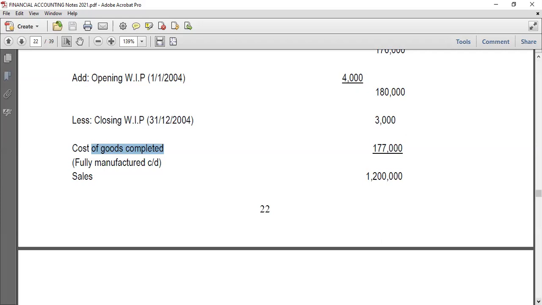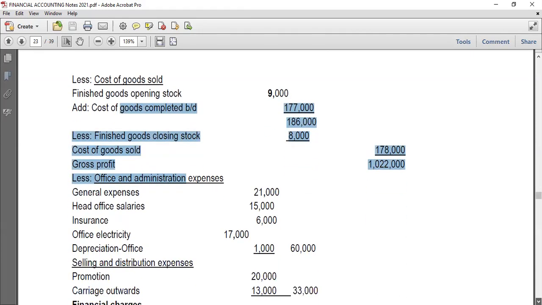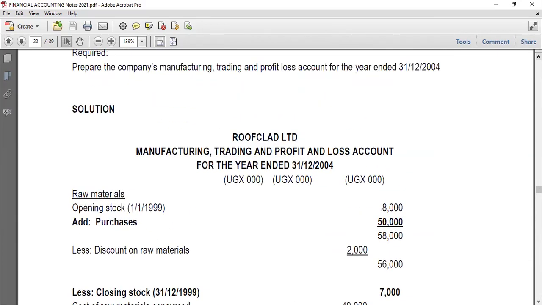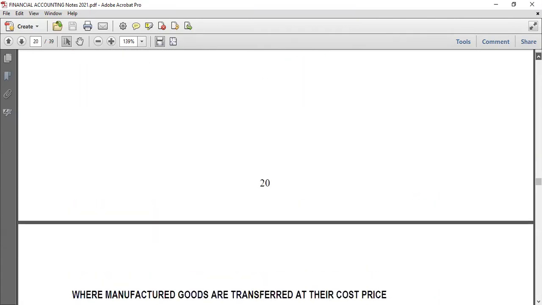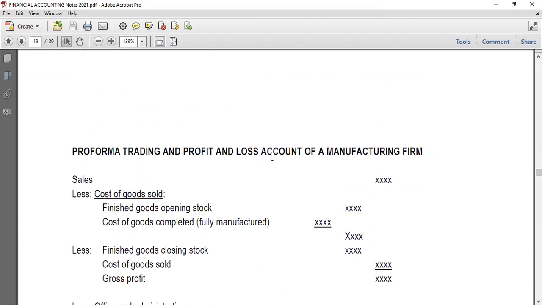And then after the manufacturing account statement, we start on the trading profit and loss, okay? In this question, as you can see, it's a single prepared document. This was a manufacturing, trading, and profit and loss account, so it was combining everything. But if you remember, when we looked at the different formats, our trading and profit and loss basically starts from sales and then goes to less cost of goods sold, okay?